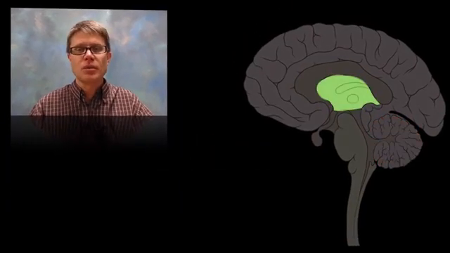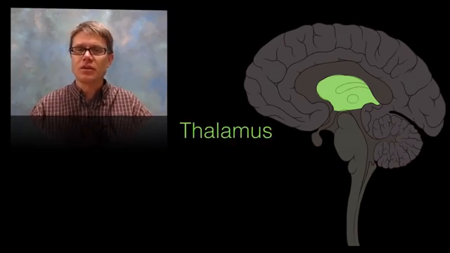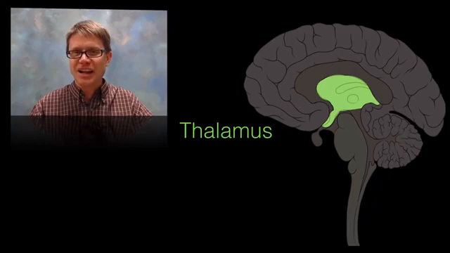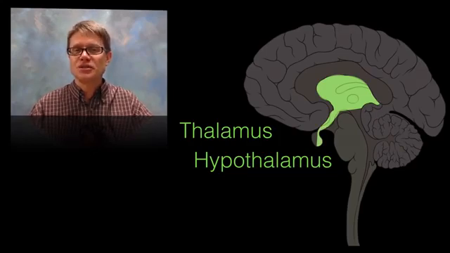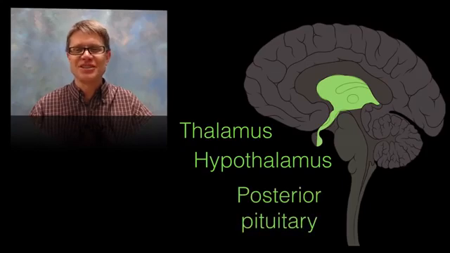Do you remember what sits right up above the brainstem? That is the thalamus. What's the thalamus do? Remember, it sorts information as it moves up to the upper parts of the cerebrum. What's below that? That is the hypothalamus. Underneath that, what's that do? Remember, that's homeostasis. It's maintaining that internal body state. Do you remember what hangs off the bottom of that? That is the posterior pituitary. Hopefully you're doing well so far.